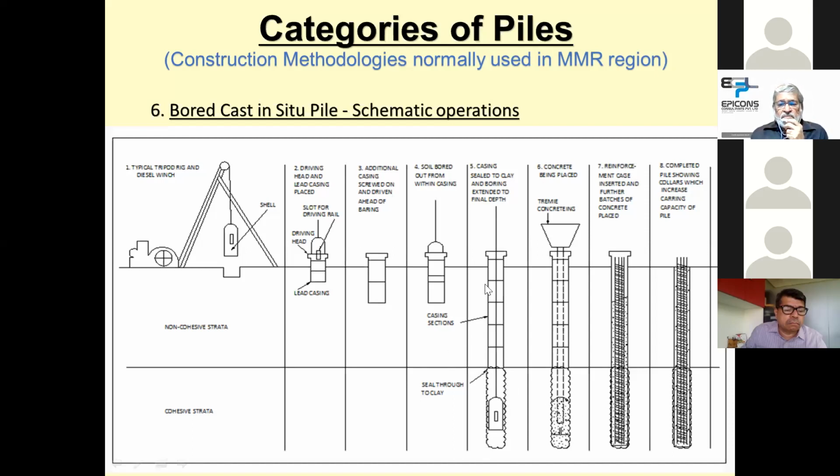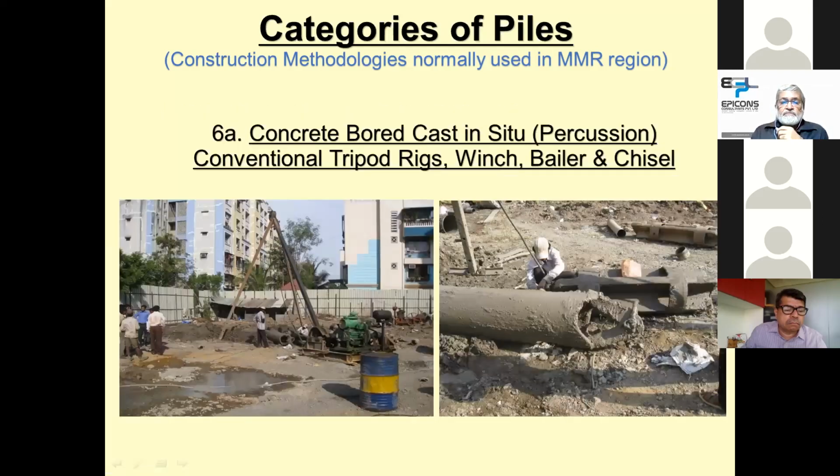After the entire boring is complete and we have reached the desired depth, then we will flush it, and then we will lower the reinforcement and use a tremie concrete method and concrete the pile. Here you can see that pile reinforcement is going down to the bottom. So here you can see the photograph.